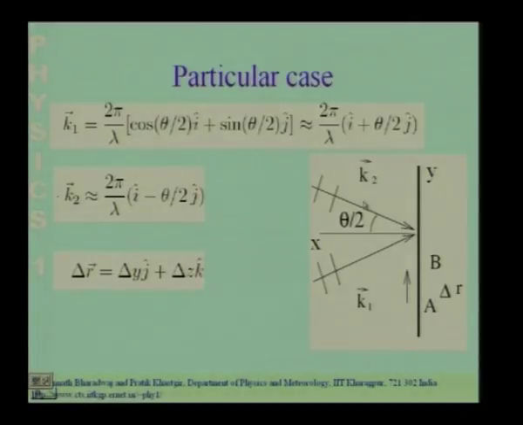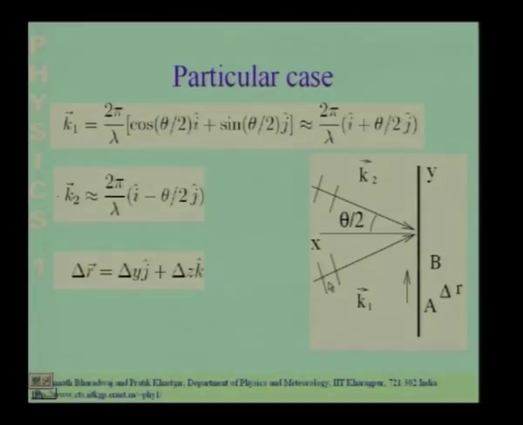And the second wave k2 is also incident at an angle theta by 2, it is travelling downwards. So, both these waves are in the xy plane and they both make an angle theta by 2 with respect to the x axis. So, the normal to the surface is the x axis and both these waves are in the xy plane. So, all three of them are coplanar.